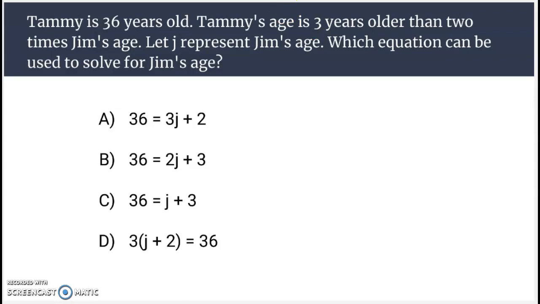First one here, Tammy is 36 years old. Tammy's age is 3 years older than 2 times Jim's age. Let J represent Jim's age. Which equation can be used to solve for Jim's age?